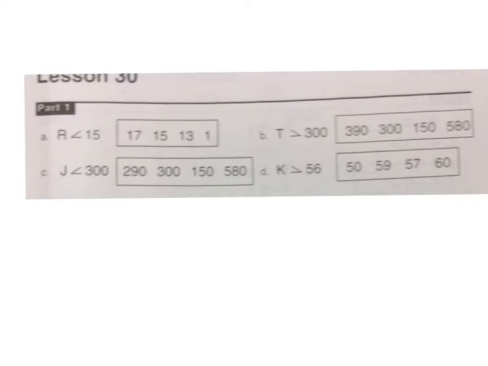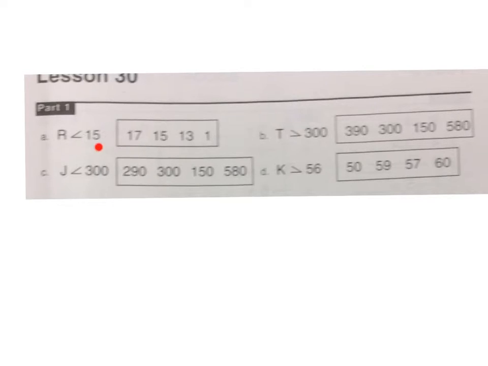Okay, so for this part, we're going to start lesson 30, part 1 in the workbook. And what we're going to be deciding is we have to decide all of the options of what the letter can be. So we did this before where it says here that R is smaller than 15. So if R is smaller than 15, I can only circle the numbers that it's possible for R to be. So if I'm looking at the first one here, the number is 17.